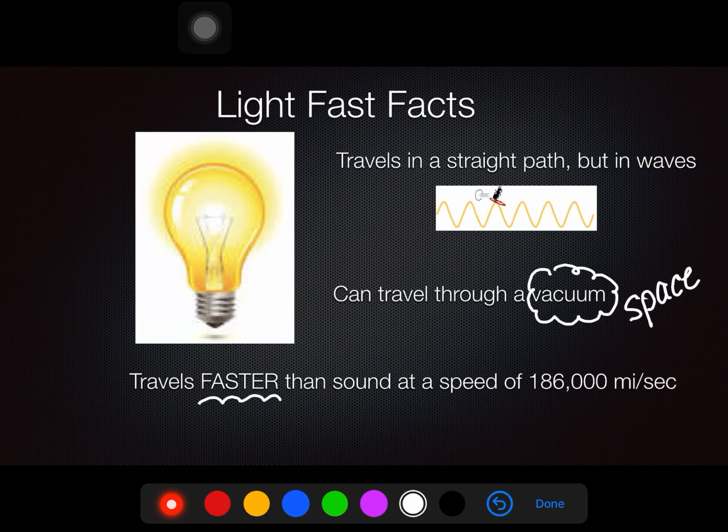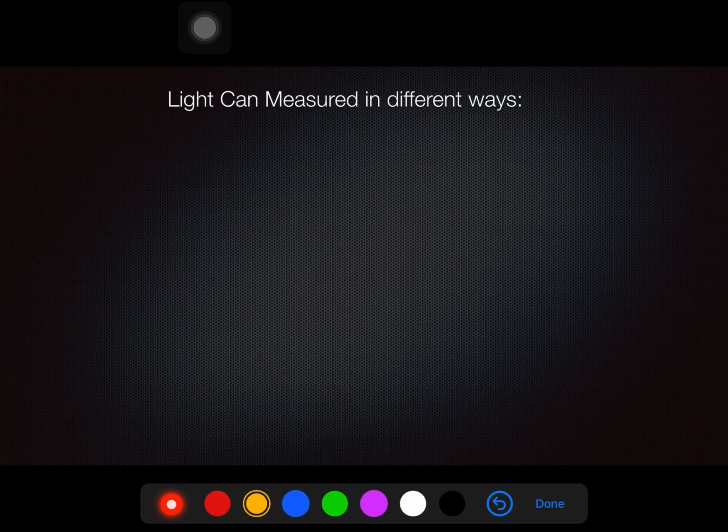The light does not need matter in order to move and get to Earth. And finally, we know that light is fast. It travels faster than sound. It travels at the speed of 186,000 miles per second. Just kind of a random fact there. And if you think about it, if you've ever been in a rainstorm, you see the lightning before you hear the thunder, right? They happen at the same time, but light just travels faster.